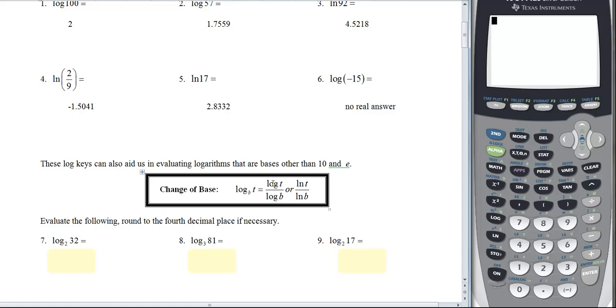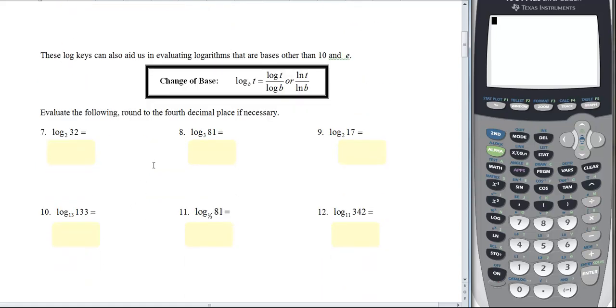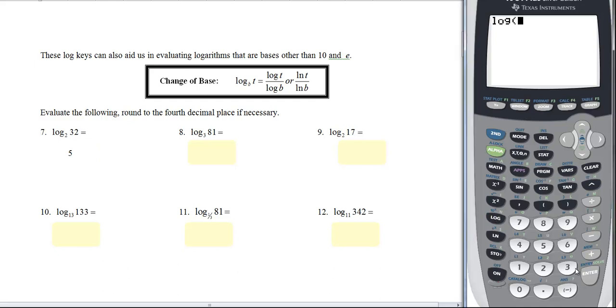The only thing with this change of base is you have to be consistent. If you like log, then you got to use log top and bottom. Same thing with ln. Now let's look at these. 32, before we go do this, 32 can be rewritten as 2 to the 5th. So if my base here equals that base, then whatever my exponent is my answer. So this should be 5. Well, let's go see if this works. I think I'll use log first. Log of number goes numerator, divide by log of base goes bottom.